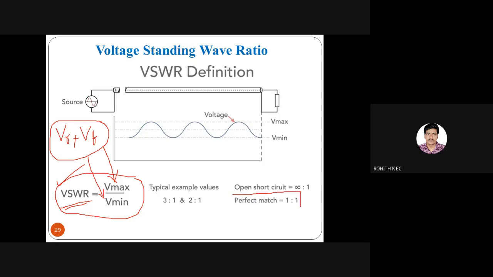Ideally, what should be the VSWR value? It should be 1, but practically, if it is open circuit, we will have infinity. If it is short circuit, we will have infinity. But ideally, one is what is expected. And some practical examples are 3:1, 2:1, etc.